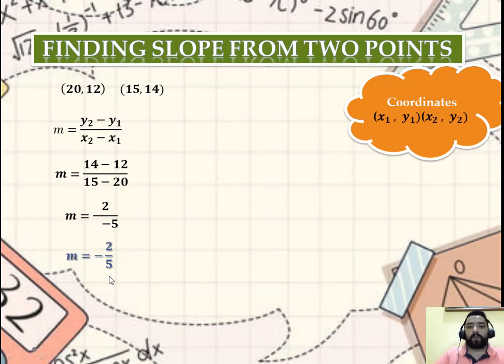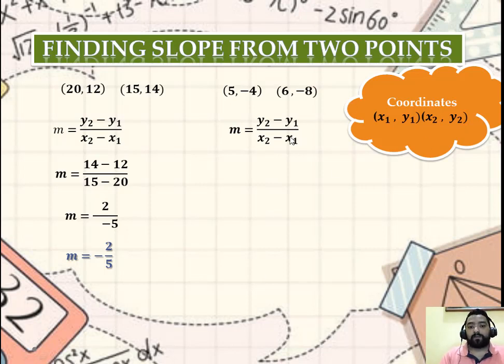In the second example, we have these two coordinates. Please try to identify what is x1 and y1, x2 and y2. Remember, in this one, first we are going to call this one with index 1, x1, y1. This is going to be x2, y2. Then we are going to use our formula for a slope: y2 minus y1 over x2 minus x1.